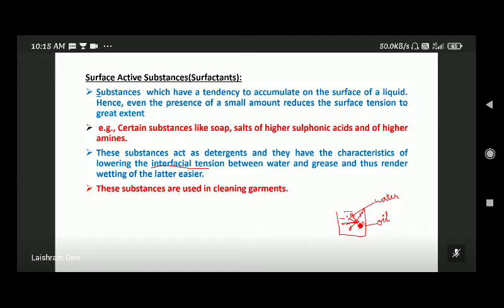So this type, on the surface of a liquid when you have air on one side.